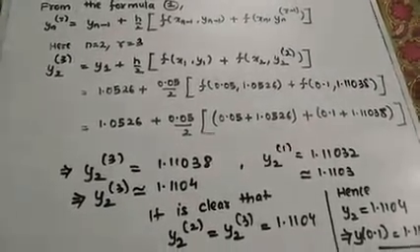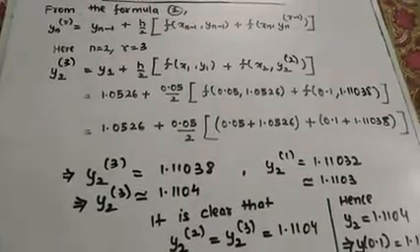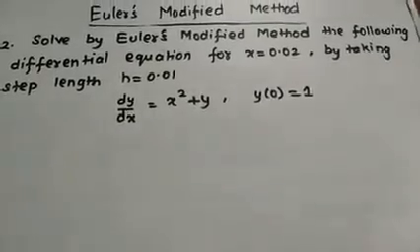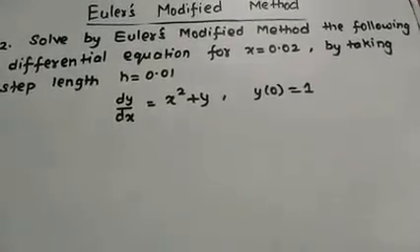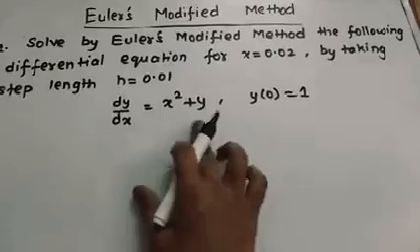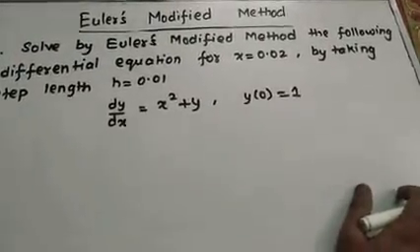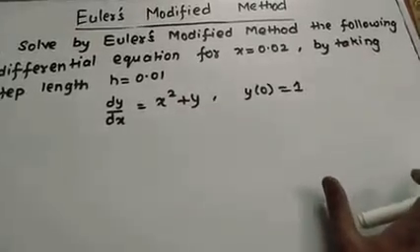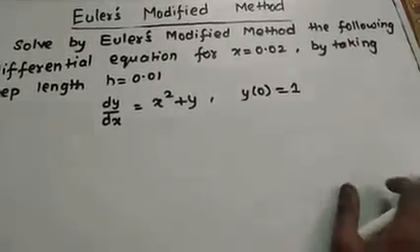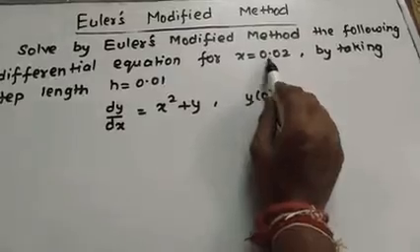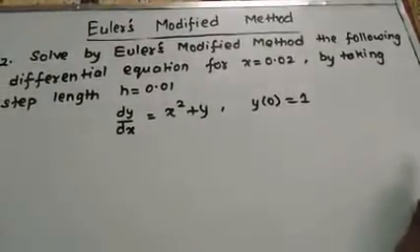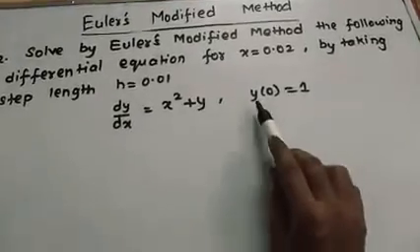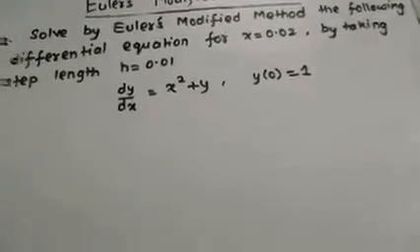Okay, so let us take another example of this method. Question number 2 is: solve by the Euler modified method the following differential equation. That means we have to solve this differential equation and find the value of y at the point x equals 0.02, by taking the step length h equals 0.01. The differential equation is given to you with the initial condition y of 0 equals 1.